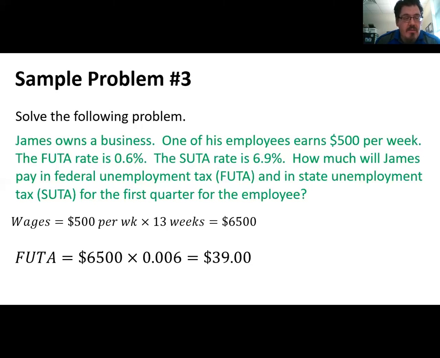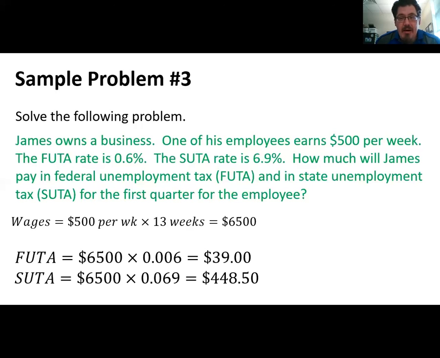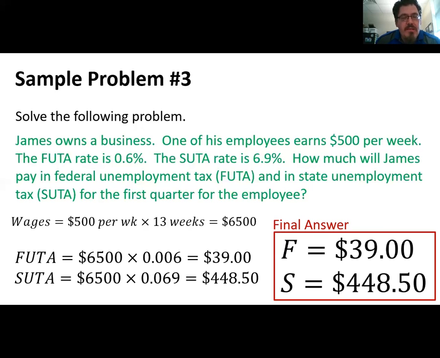Okay. The same process works for the state unemployment tax. The only difference is the rate is different. It's 6.9%. So we're going to take the 6,500 times 0.069. So it's a higher amount that he pays towards the state. In this case, $448.50.